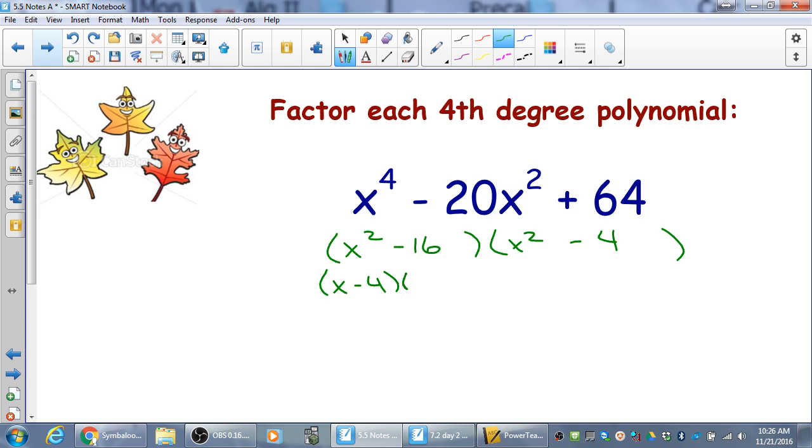X minus 4, x plus 4, x minus 2, x plus 2. There's no order to that, by the way. Hopefully you know that you don't have to have the exact same signs in the exact same order. Just one has to be a plus, and then one has to be a minus.